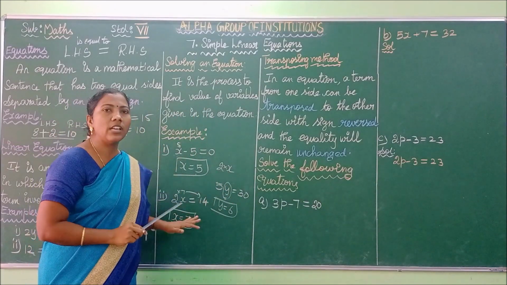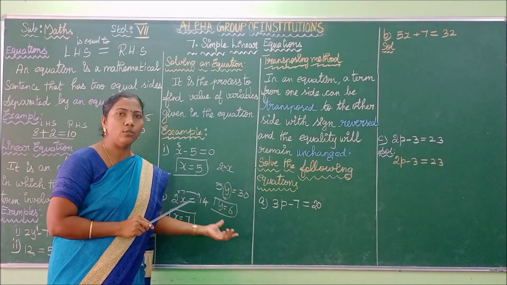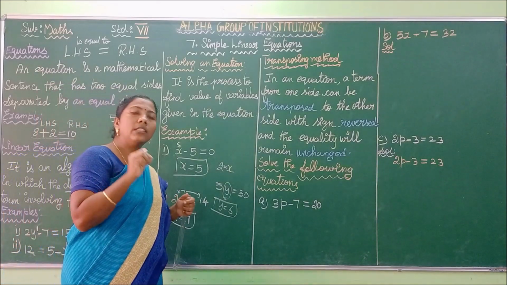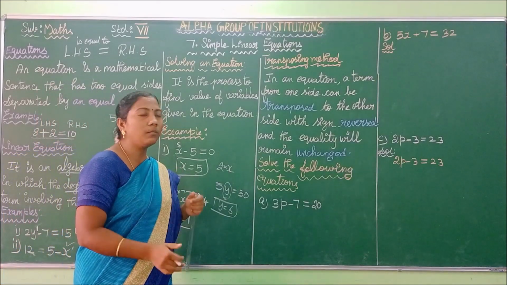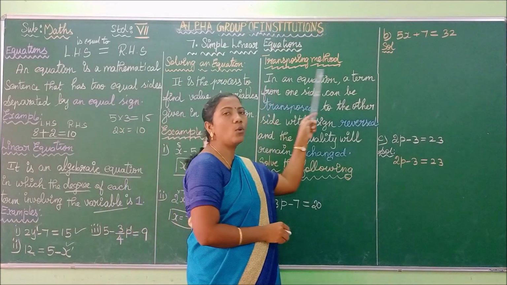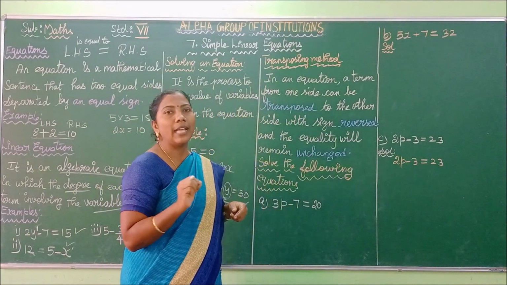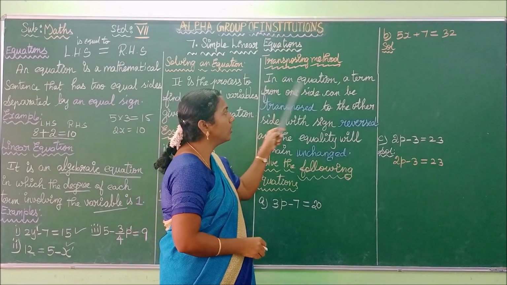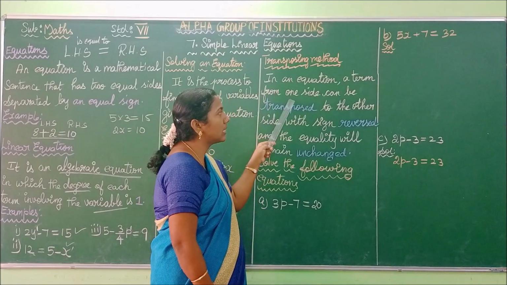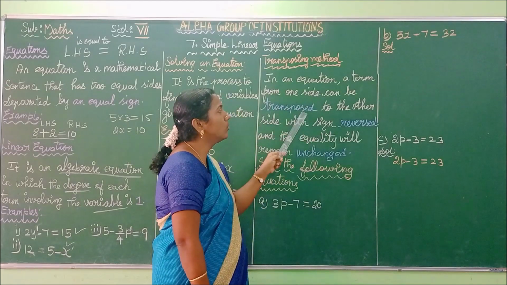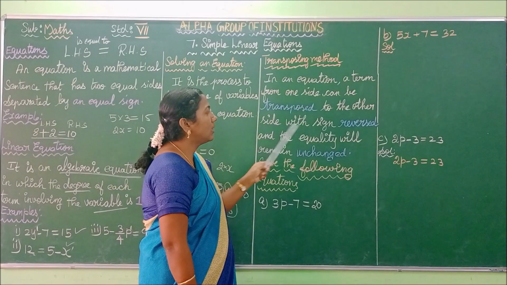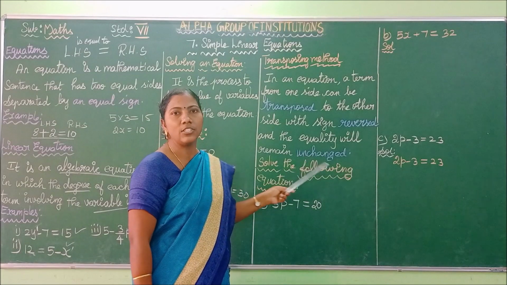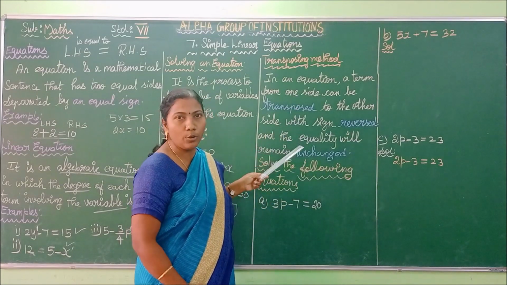Thus these equations are very easy. We can easily find the value. Suppose the given equations are slightly complicated, we have a method to solve the equation. What is that method? That method is the transposing method. What does the method say? In an equation, a term from one side can be transposed to the other side with the sign reversed, and the equality will remain unchanged. I will give you a better example after explaining this.